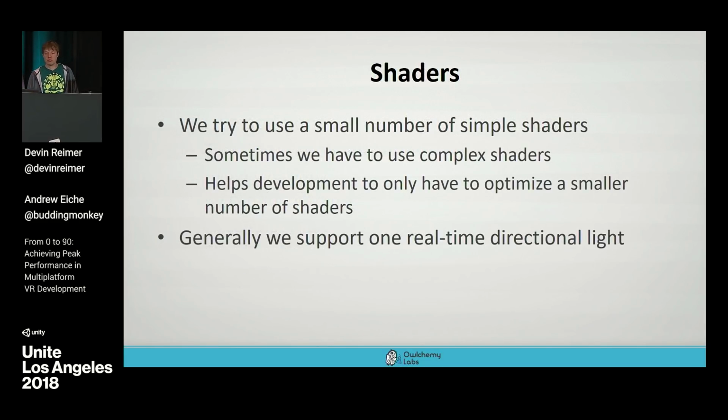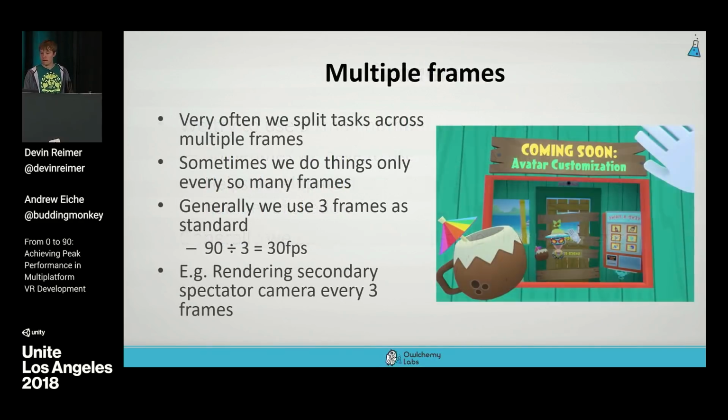When it comes to shaders, we try to use a small number of simple shaders, but sometimes we use complex shaders. Like I mentioned, the bot faces in Vacation Simulator use a very complex shader, but it ends up saving us by doing that. It also helps when you do optimization, because if you have a small number of shaders, you can focus on optimizing them, and it'll be big wins across the entire game. If you have a ton of shaders, it's going to be a lot more work to optimize things. Generally, our shaders just support one real-time directional light. As a point of note, we build our games and art style to support that one directional light.